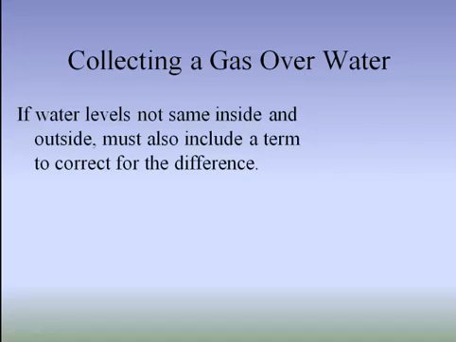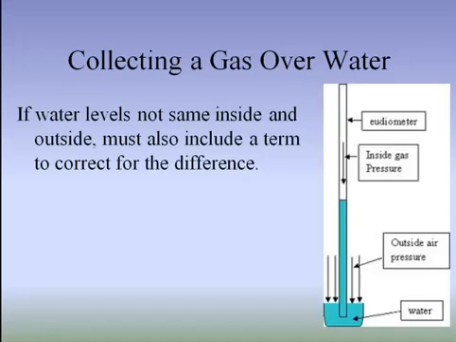The previous question assumed that the water levels inside and outside the gas collection tube were equal. This is not always the case. The water levels inside and outside often are not equal, so we have to add another term to our calculation. That additional column of water means that atmospheric pressure was some amount stronger than the combined pressure of the gas and the water vapor collected.